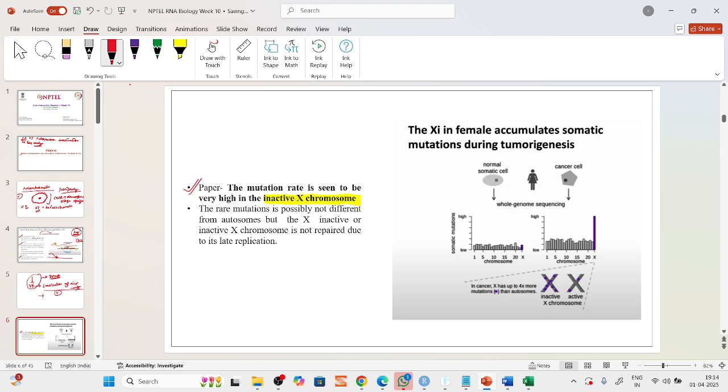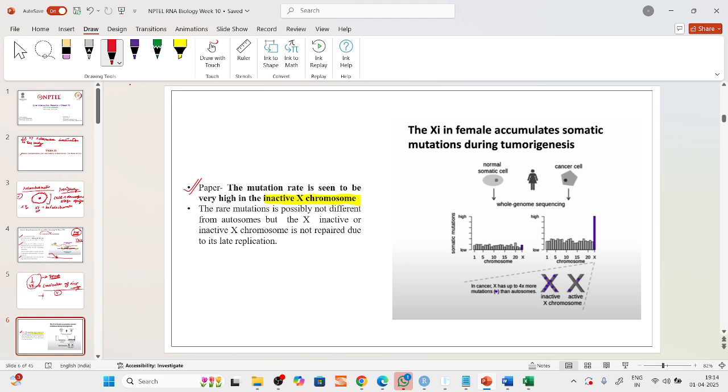Okay, so the inactive X chromosome accumulates somatic mutations during tumorigenesis. You see, this is a normal cell, this is a cancerous cell. So if you see, they did whole genome sequencing of a normal somatic cell and also of cancerous cells. So you can see in cancer, the X chromosome has 4x more mutations than the autosome. Okay. So which means, see here, this is the cancerous X chromosome.